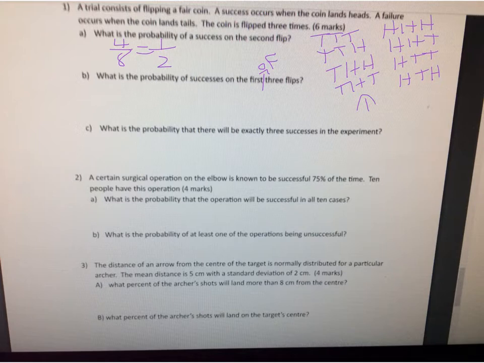It's been crazy. So the probability of success on the first of 3 flips, we're just looking at the first. And so obviously 4 are tails, 4 are heads. So again, we're at 4 out of 8, or 1 over 2. Okay. The probability that there will be exactly 3 successes in the experiment, so heads are success. So heads, heads, heads. So that's 1 out of the 8 outcomes is a success, okay? That's all there is to those ones.